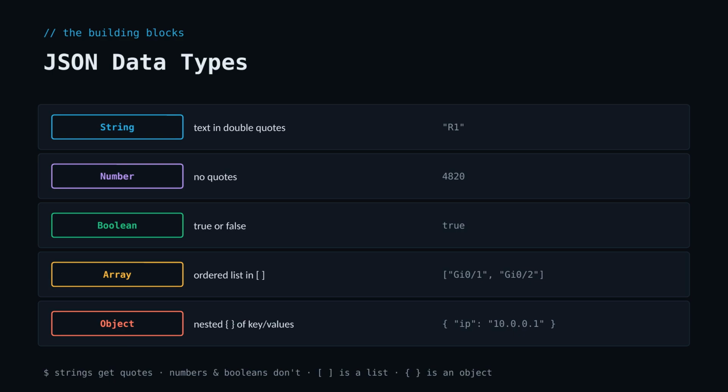Now that you've seen JSON in action, let's break down the pieces it's built from. There are really just 5 types to know. Strings are text wrapped in double quotes, like "R1". Numbers stand alone with no quotes at all. Booleans are simply true or false, lowercase, no quotes. Arrays are ordered lists inside square brackets, perfect for things like a set of interfaces. And objects are those curly brace collections of key value pairs, which can even nest inside each other. Quotes for strings, brackets for lists, braces for objects, and that's the whole vocabulary.